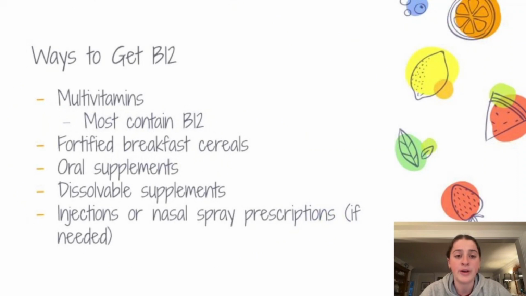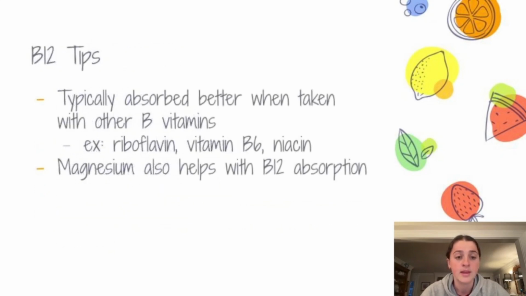Ways to get B12 other than dietary sources include multivitamins, fortified breakfast cereals, oral supplements, dissolvable supplements, and in extreme cases, injections or nasal spray prescriptions are available. B12 is typically absorbed best when taken with other B vitamins, such as vitamin B6. Magnesium also helps with B12 absorption.